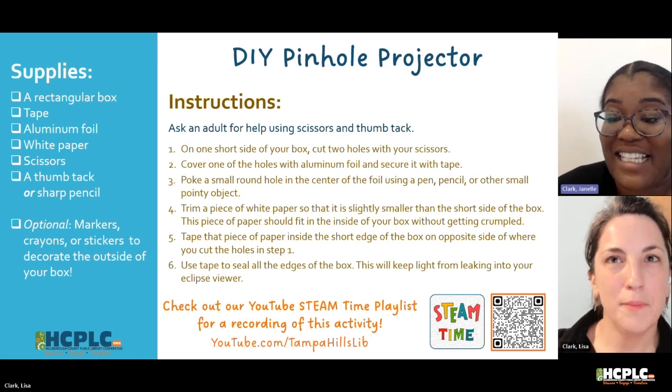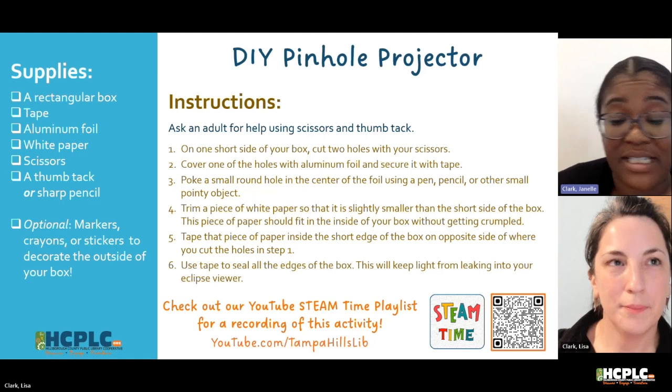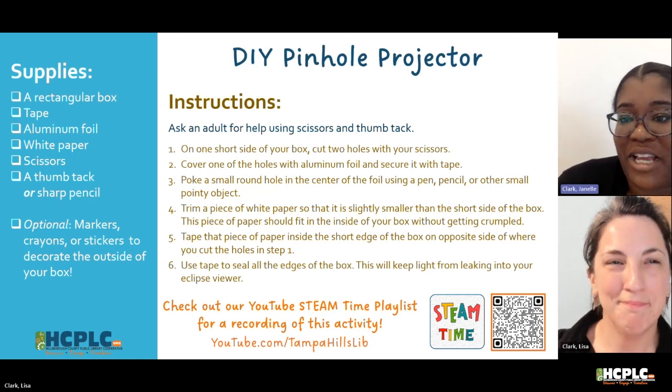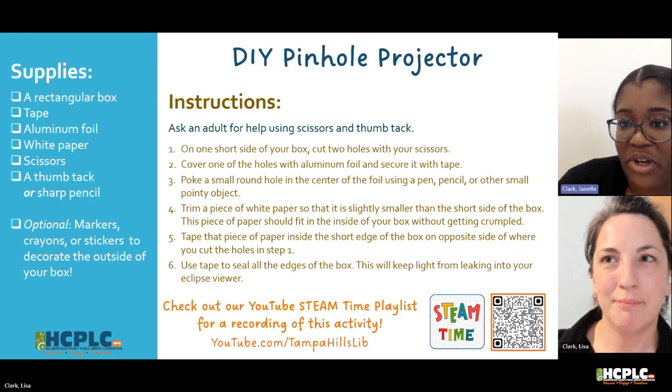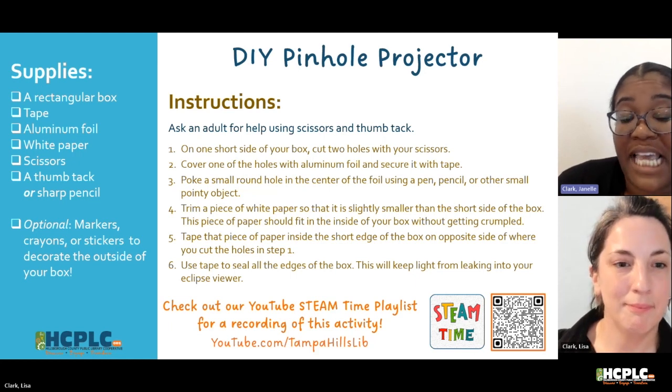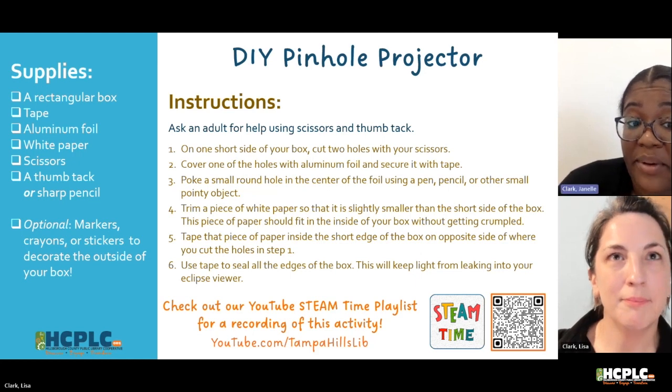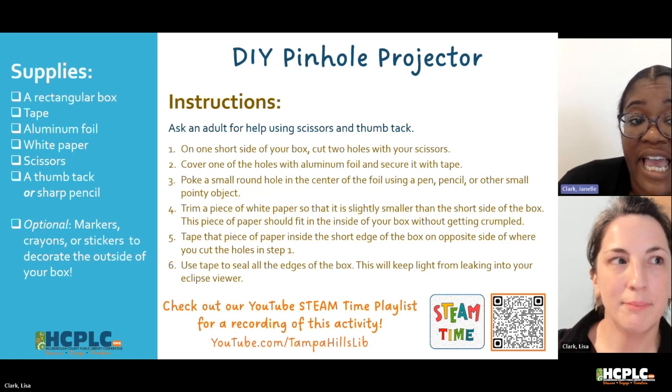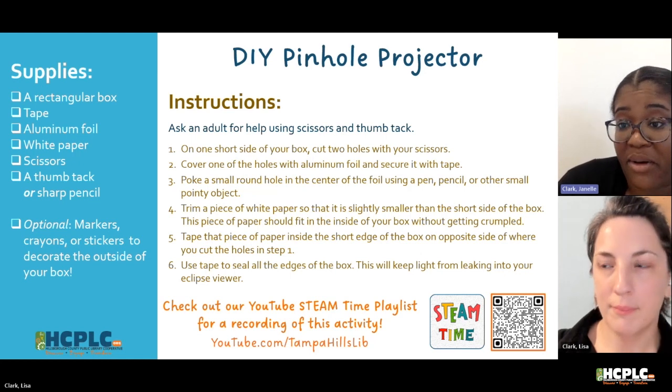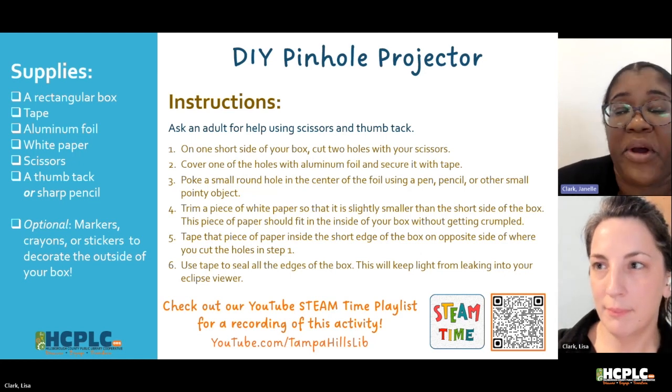Okay, our supplies. So this is the time to get your supplies ready. We need a rectangular box, like a shoebox or a cereal box, a rectangular shape, tape, aluminum foil, white paper, scissors, a thumbtack or sharp pencil. And optional, if you want to decorate your eclipse viewer, you can grab some markers, crowns, stickers, whatever you like to decorate your solar eclipse viewer how you like.